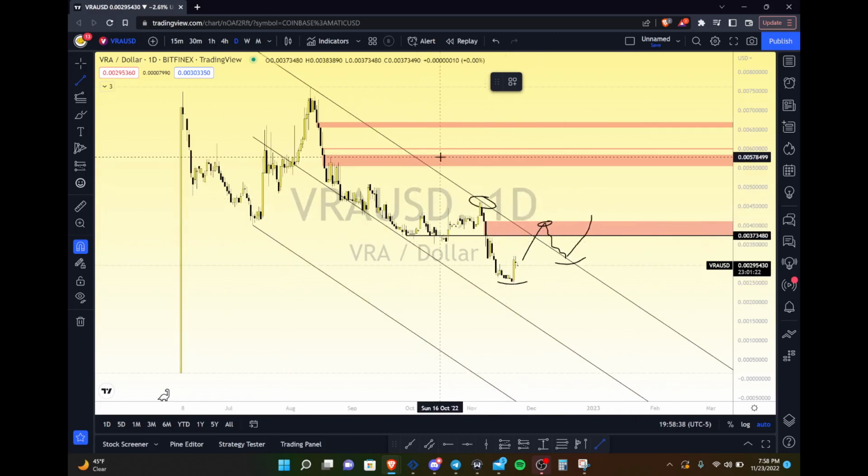So going from the top to the bottom, hopefully I can draw. Let's actually draw that a little bit better. Hold on one second. Right here, I'll do it. Okay.